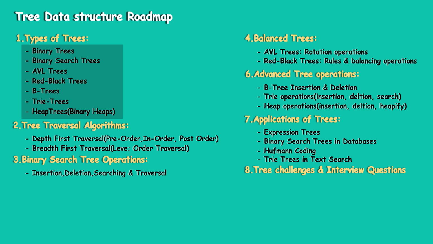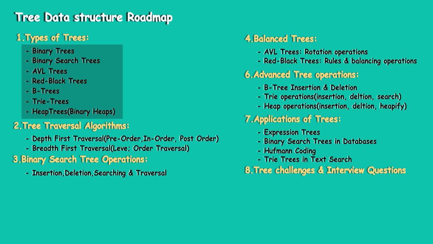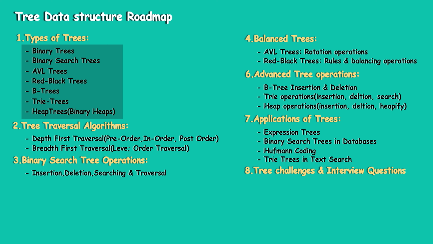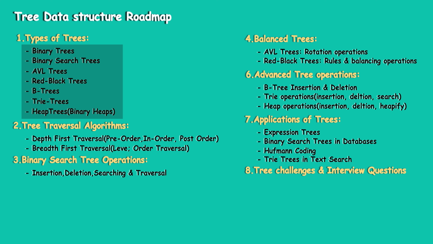Then next we have to explore the traversal algorithms, that is depth first traversal and breadth first traversal algorithms. These are very important and basic algorithms which we use to traverse the trees. Then we'll explore very common operations on binary search tree, that is insertion, deletion, searching and traversal operations. Then we'll dive into the important topic called balanced trees. Under this we have two kinds of trees, that is AVL trees and red-black trees.